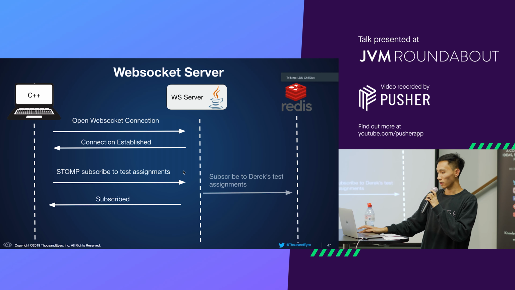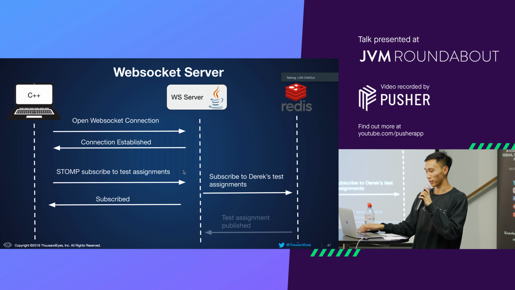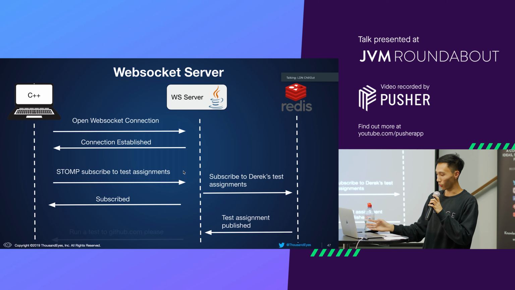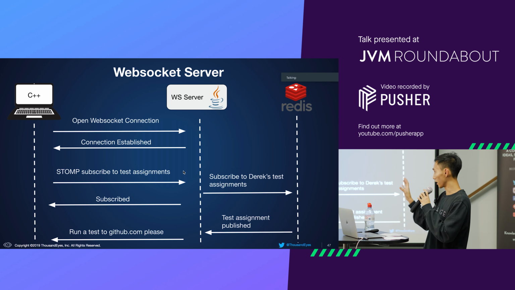When this happens, the WebSocket server will subscribe to Redis. And the topic on Redis is specific to the given agent themselves. So only the agent's test assignments are coming out of this Redis topic. When the publisher pushes an assignment on this Redis topic, the WebSocket server hears about it. And finally, it forwards this message along to the endpoint agent. So this is kind of our architecture with the WebSocket server.